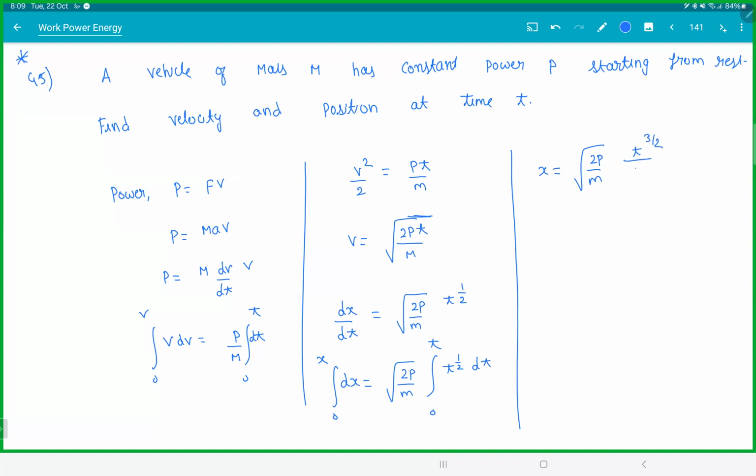t power 3 by 2 by 3 by 2. So this was asked in the question: v is proportional to what? t power half. x is proportional to what? t power 3 by 2. Check. Easy. Just a double integration there. Suppose power is not constant and they say P is equal to t, then what will change? This will be t here, na? Integration will be t dt. Clear? Just have a look at this.